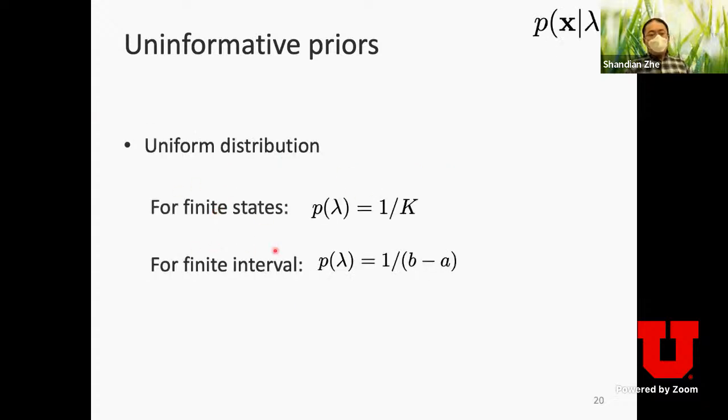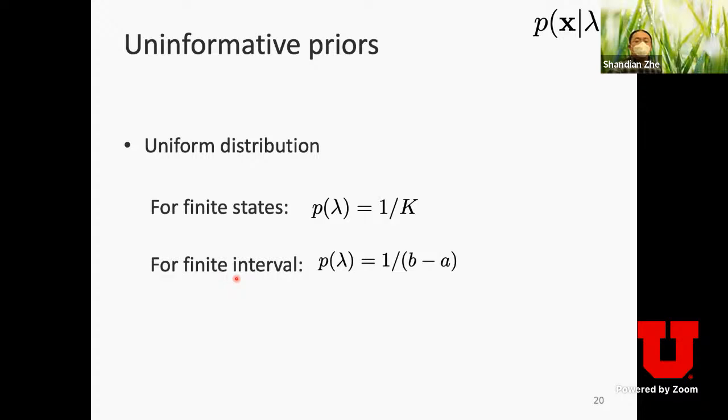For finite states, meaning that if it's a discrete random variable, it can take a finite number of values, the uniform distribution is 1 over K, where K is all the possible values it can take. And for a finite interval, the probability density is just 1 over b minus a, which is the length of the interval, the range from which the random variable can take its value.